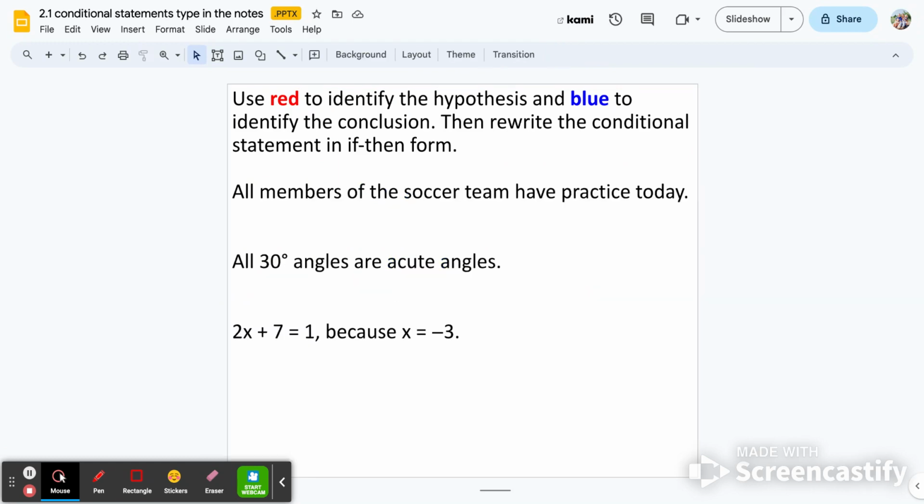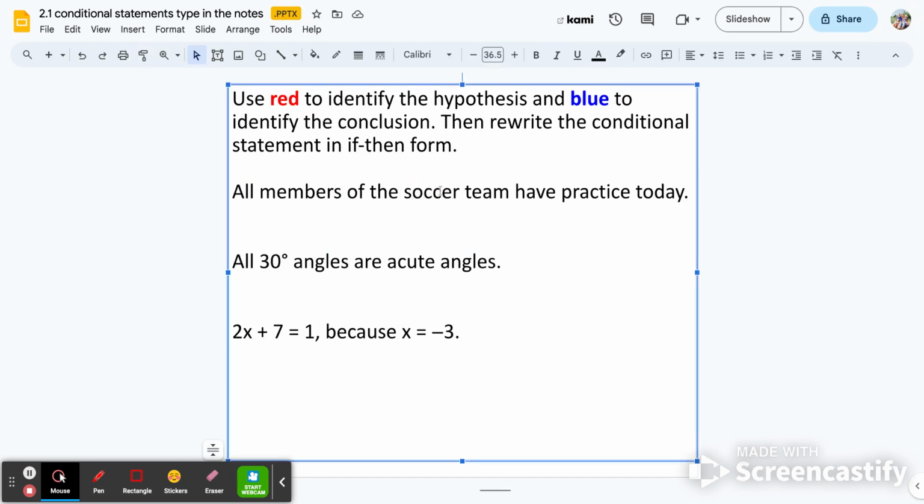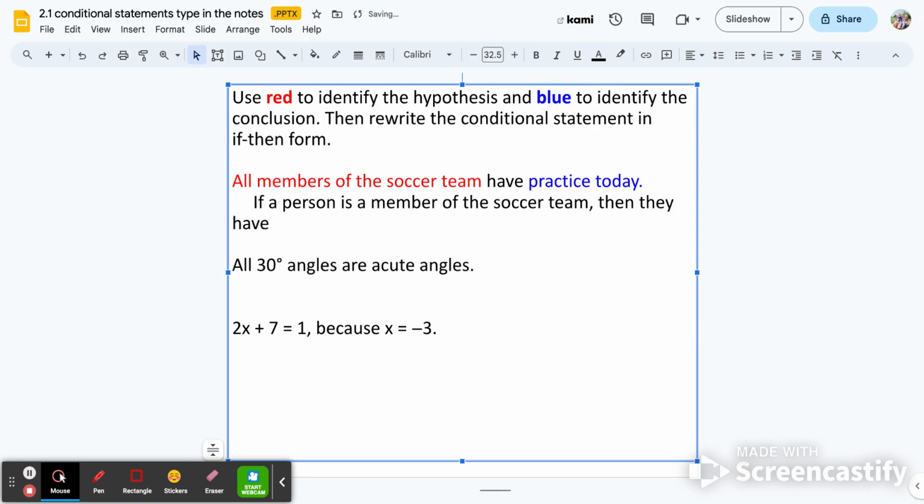We're going to do this again with the second part. It says all members of the soccer team have a practice today. So the hypothesis would be members of the soccer team. This one would be highlighted or drawn in red. And then having practice today is going to be considered blue, your conclusion, because you have to be a member of the soccer team first in order to have practice today. So to write your if-then statement, if a person is a member of the soccer team, then they have practice today.